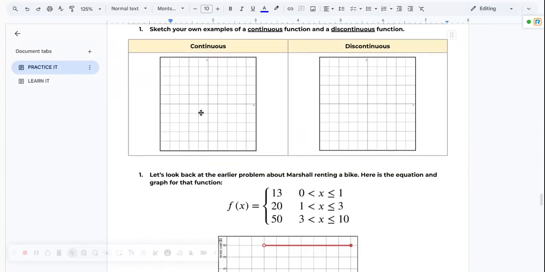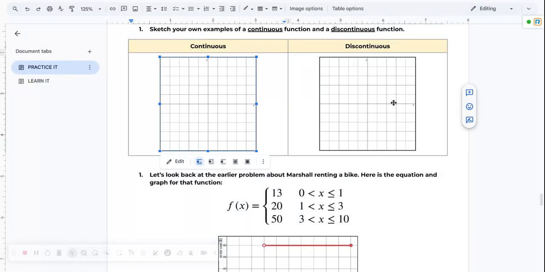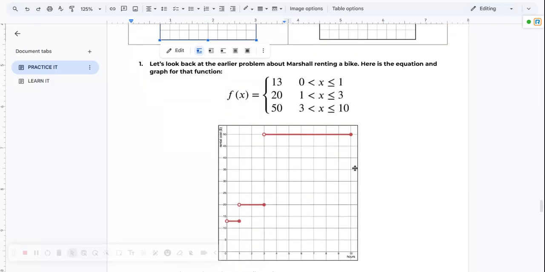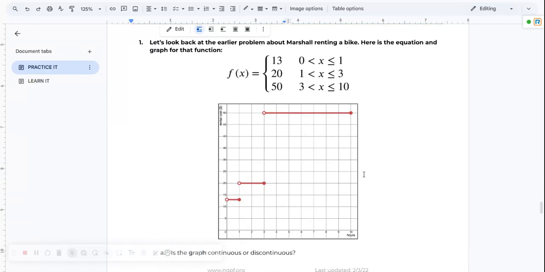Over here, you get to draw any continuous or discontinuous function. And again, you'll double-click on it. It is a Google drawing. Here's a little bit more of a discussion about the bike fee situation.